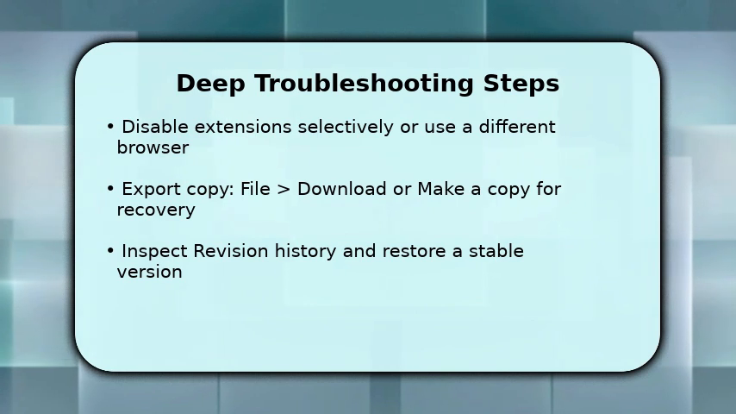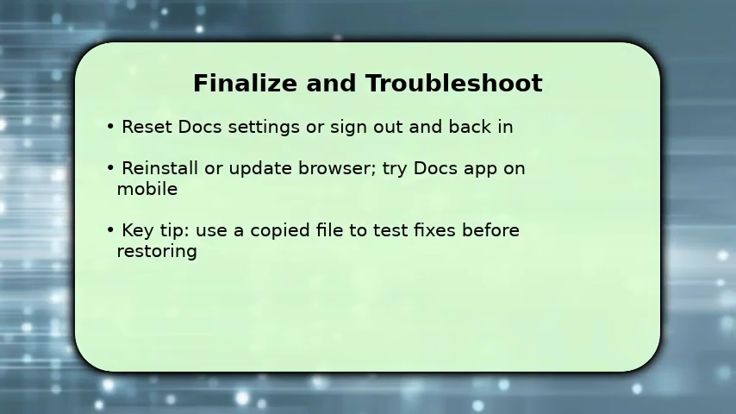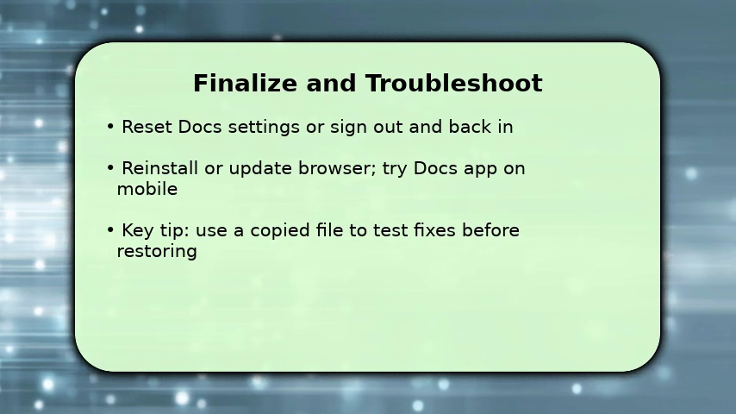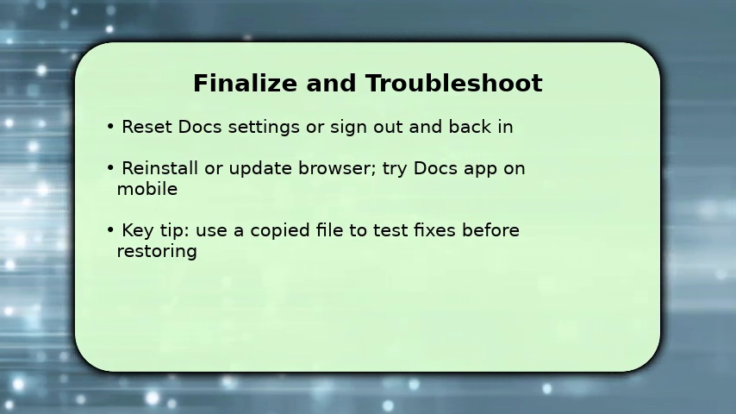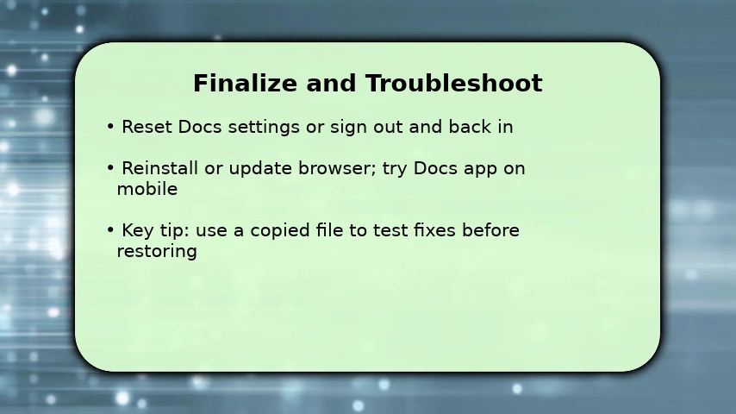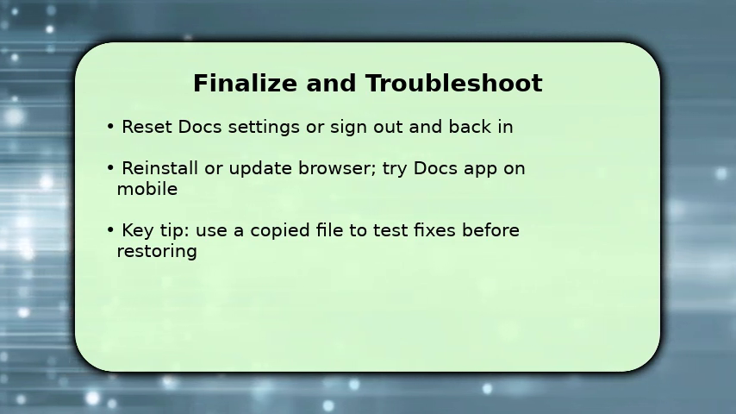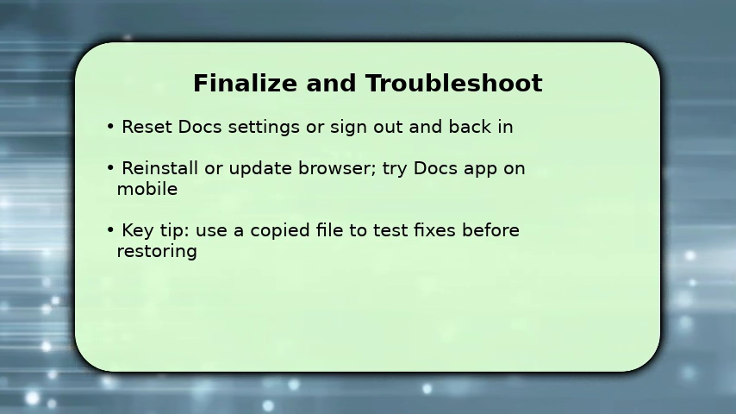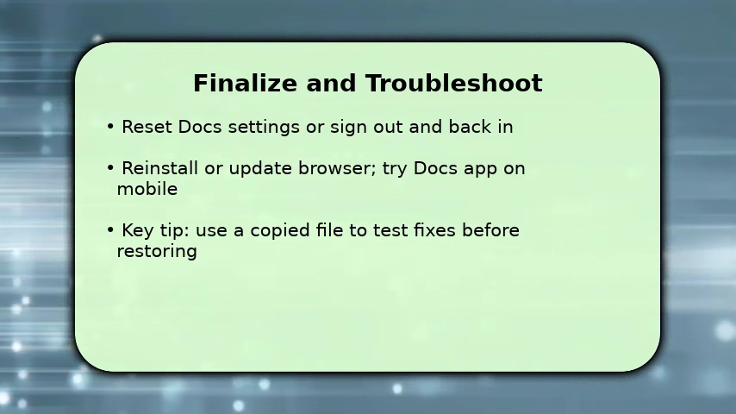To finish, reset any doc-specific settings, sign out of Google and sign back in, then reload the document. Make sure your browser is updated or reinstall it. Alternatively, open the document in the Google Docs mobile app to see if the problem is browser-related. Once fixed, migrate content from the copied file if necessary.